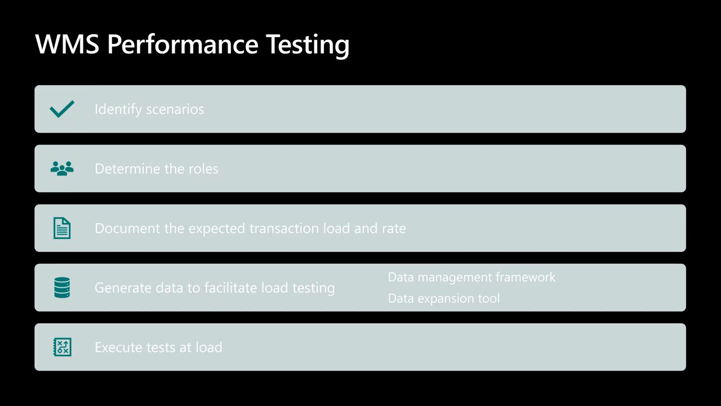those mass numbers of sales orders. Let's say we want to test our pick, pack, ship operations, we could go in and within the data expansion tool, create like 500 sales orders within the application if we wanted. And then the final step would be to actually execute those tests. So we'll take a look at each of these steps individually next.